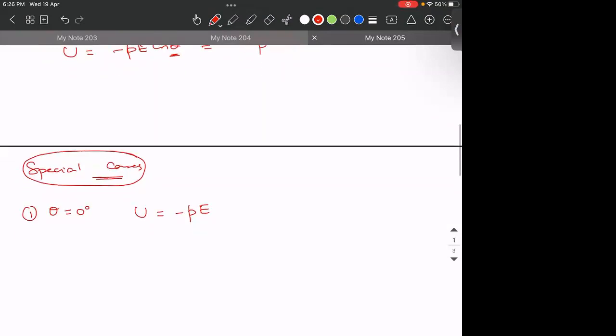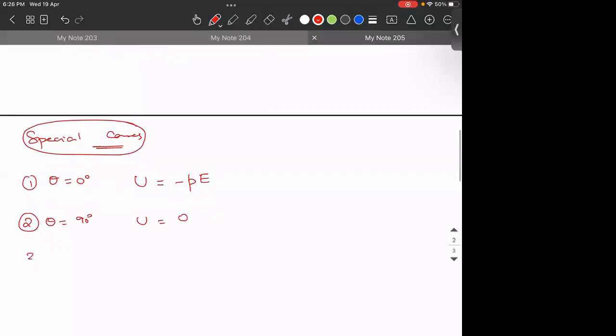You substitute, you will get 1. Second, theta is equal to 90 degrees. It will be U is equal to 0 because cos 90 is 0. When you substitute theta is equal to 180 degrees, you will get U is equal to P into E.